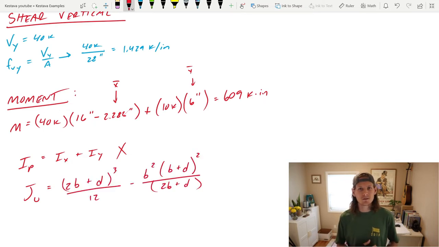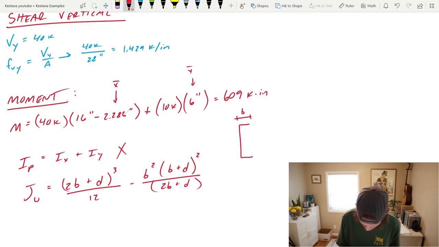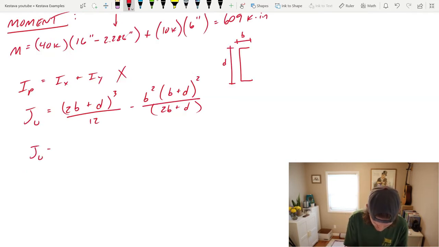So from the Design of Welded Structures table, J sub W for this type of geometry equals the following equation. And our weld, again, looks like that. That dimension is B, that dimension is D. So that's what's going on here. We plug all that in, J sub W equals 915 inches cubed.